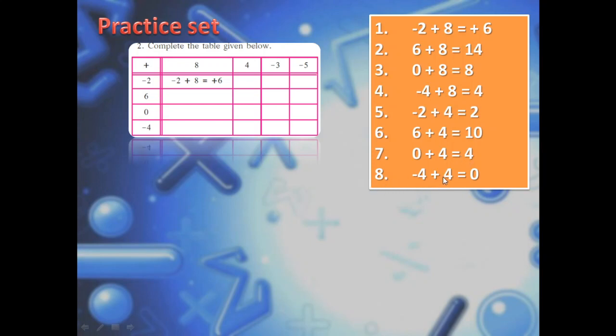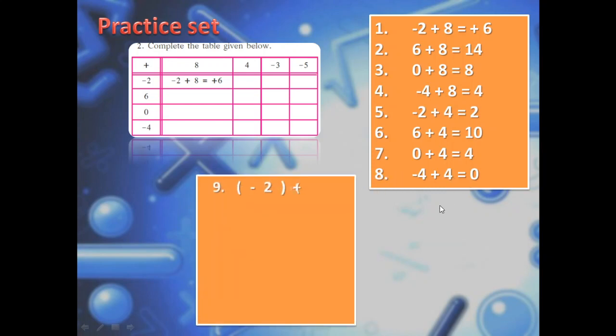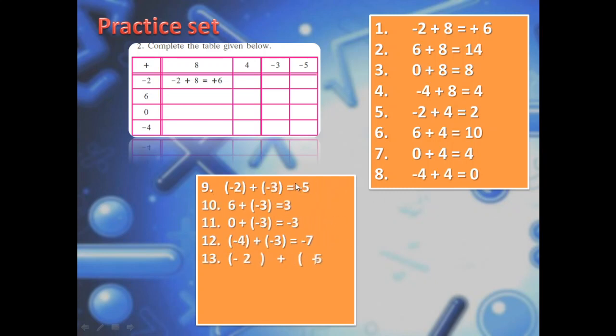Eighth one, minus 4 plus 4, integers having different signs should always be subtracted. If I subtract minus 4 and plus 4, that is 4 minus 4, I get answer as 0. Now next set of the same table, we have almost 16 questions from the table.